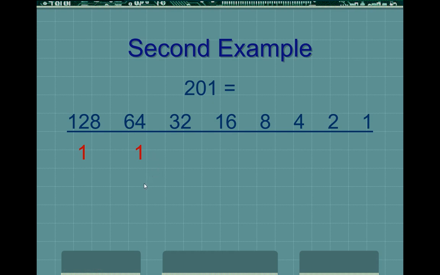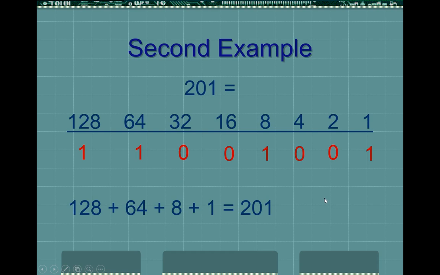So from 9, could I subtract 32? No. Could I subtract 16? No. Could I subtract 9 minus 8? Yes. So I'm going to go ahead and do that. That leaves me with 1 on my calculator. So I would not be able to subtract the 4 or the 2, but I could do the last one. So that's binary. To go back to the base 10 number, I would take all of those place values where I had a 1 positioned, and I would add those all back together.